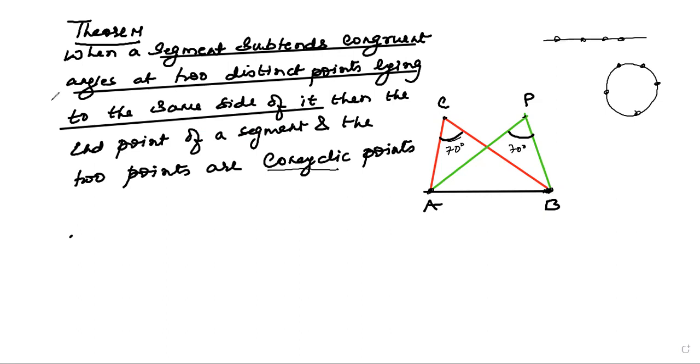I hope people are understanding me here. When a segment like AB subtends congruent angles at two distinct points lying on the same side of it, then the endpoints of the segment and the two points are concyclic, meaning they lie on a circle. I hope everybody understood this. Got it? Is this clear? The proof of it is never asked, okay? But if you know this statement, children, we go ahead to another theorem now.